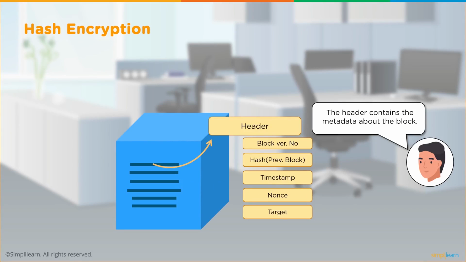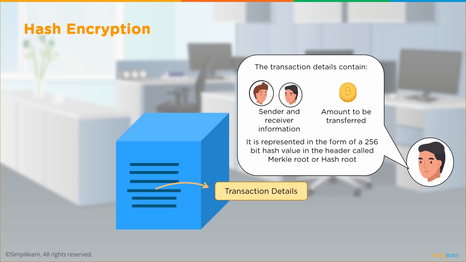Now the header has the following set of attributes. It has the block version number, the hash of the previous block to which it is linked, the current timestamp, the timestamp at which the block was verified, the nonce, we will see the meaning of nonce, and the target value. Now, the transaction details are nothing but the example which we talked about earlier. It is the transaction which the sender and receiver are sharing. The sender is trying to send a certain amount of Bitcoin from his account to the receiver's account.